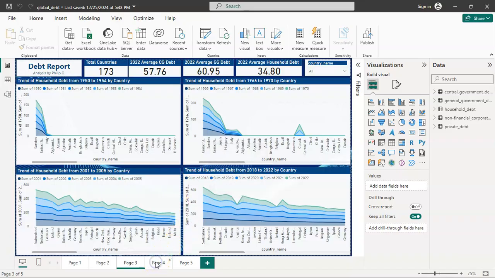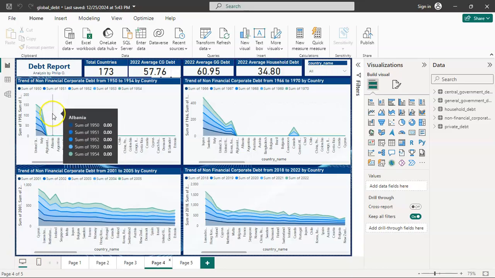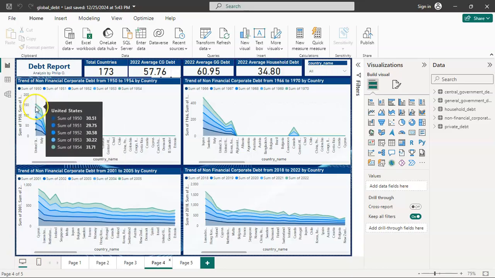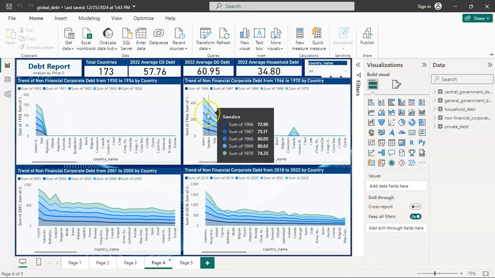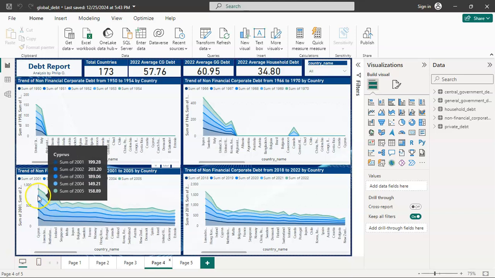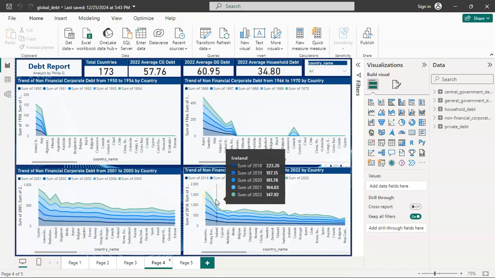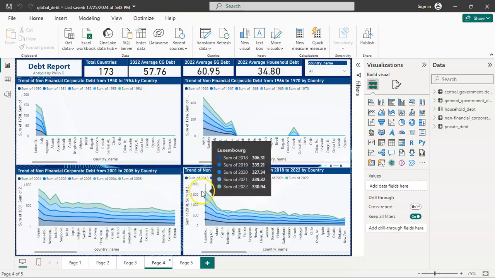Also the next dashboard showcases the non-financial corporate debt. This shows from 1950 to 1954, and the country we have here is United States. From 1966 to 1970 we have Japan, and from 2001 to 2005 we have Cyprus, and from 2018 we have Luxembourg.